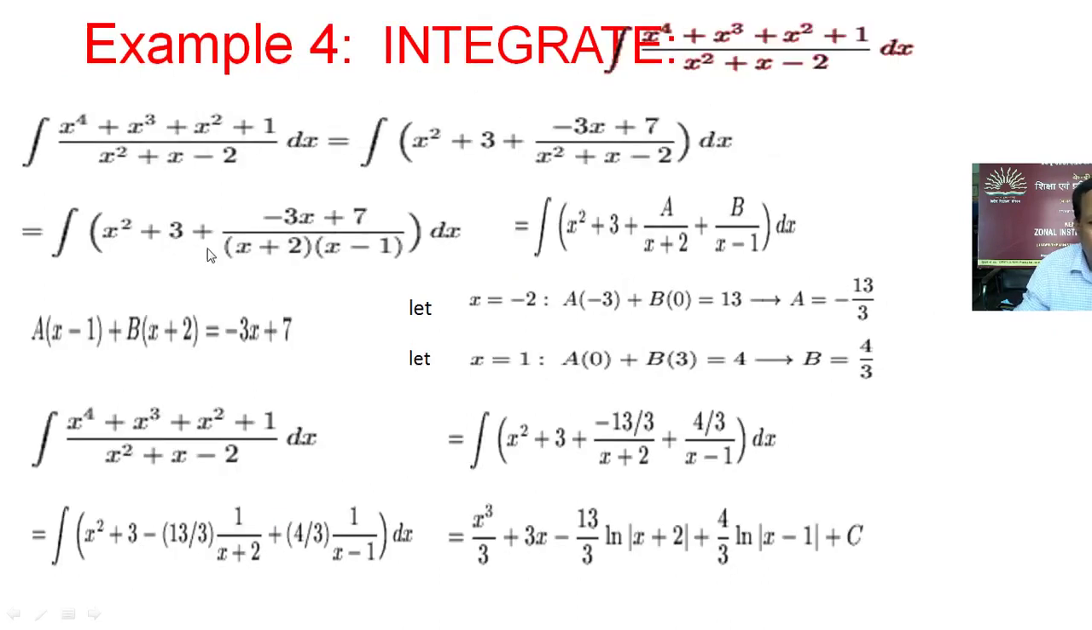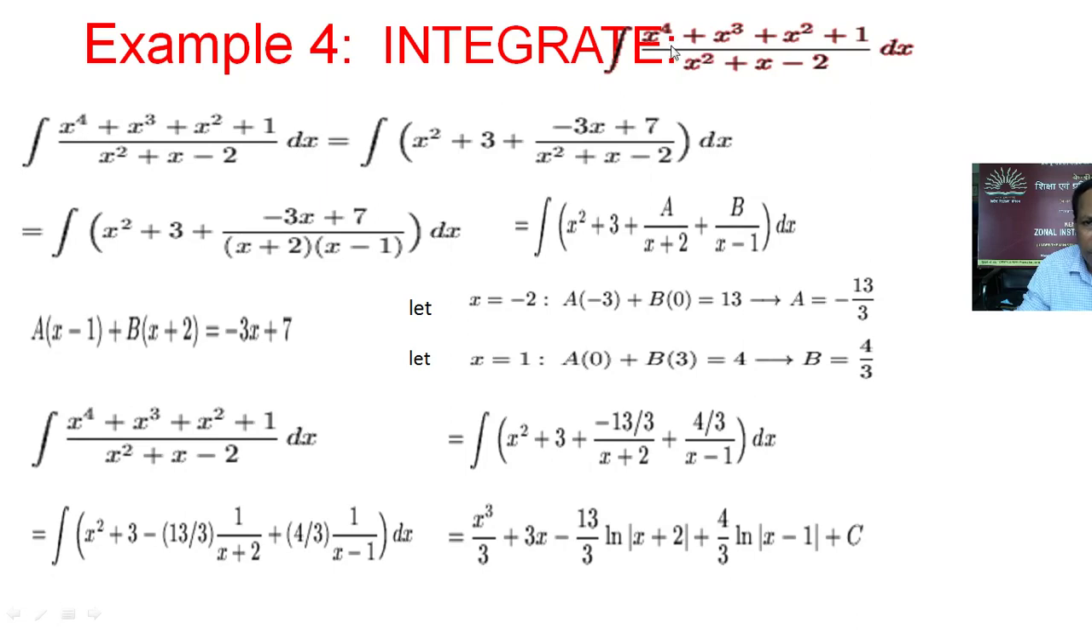Then one more question. Integral of x to the power 4 plus x cube plus x square plus 1 divided by x square plus x minus 2 dx. Here again we find that the degree of numerator is greater than degree of denominator, because the degree of numerator is 4 and the degree of denominator is 2. If the degree of numerator is greater than or equal to degree of denominator, we have to divide.